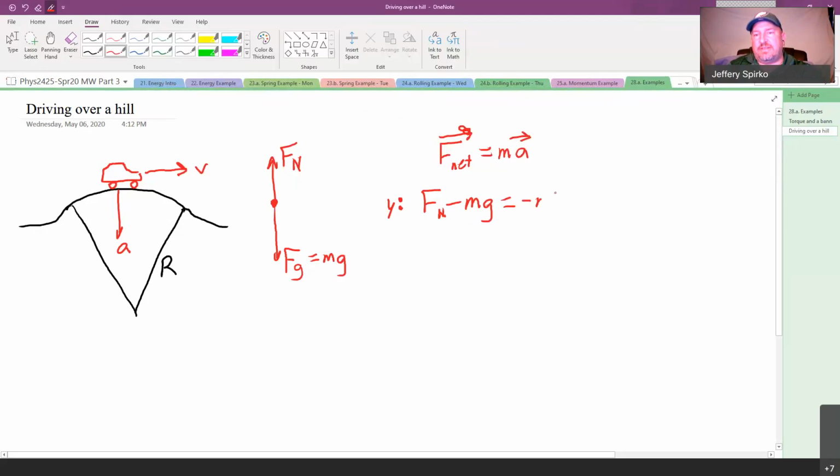minus mv squared over r. So this a is v squared over r because it's centripetal force or centripetal acceleration, and it is downward. So when I plug it in as an acceleration, it goes in with a minus sign. So then the normal force is equal to mg minus mv squared over r, or m times g minus v squared over r.